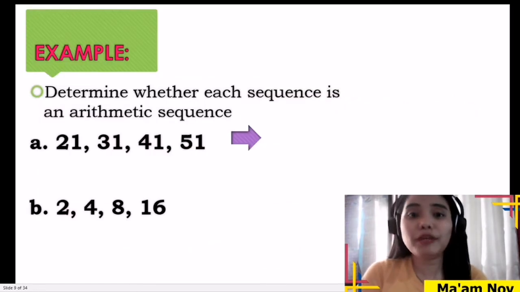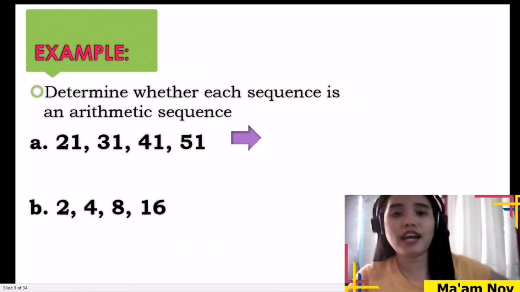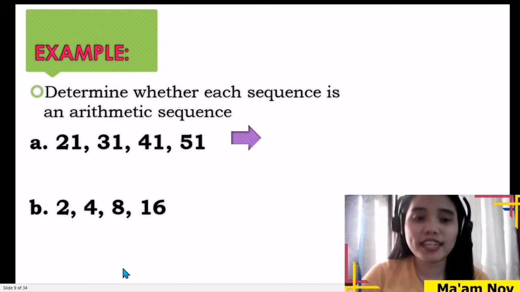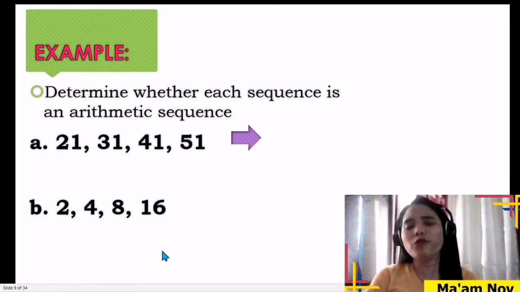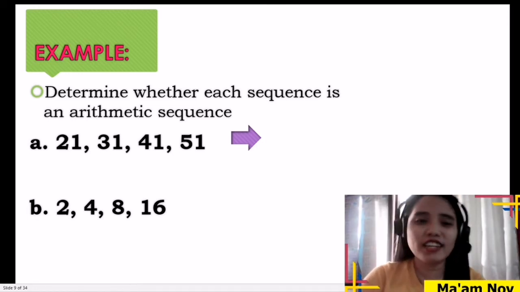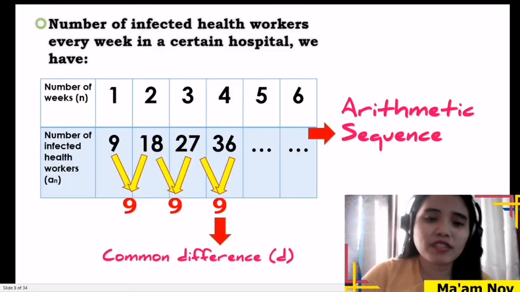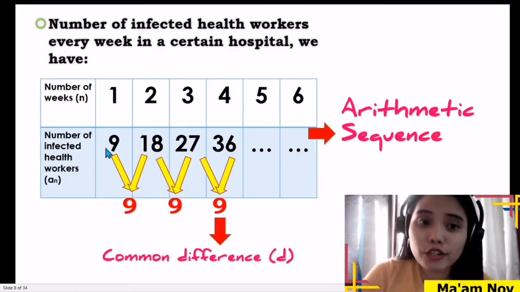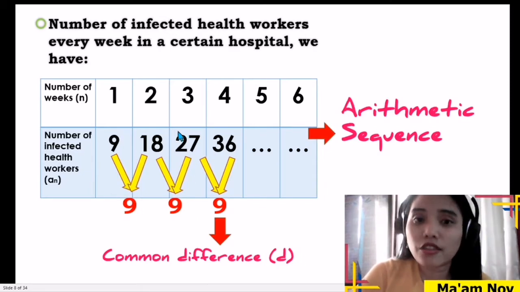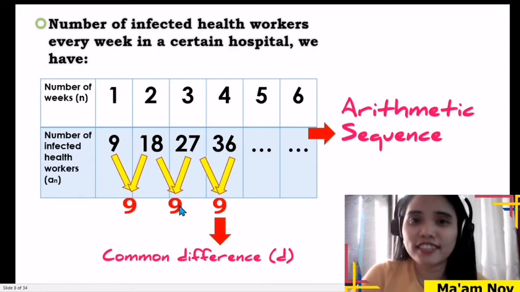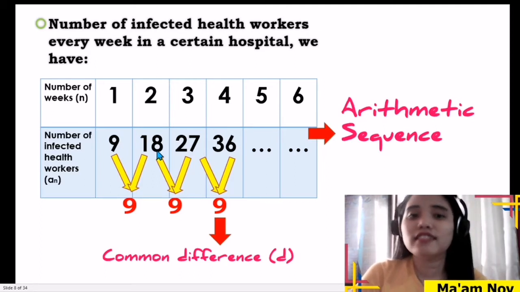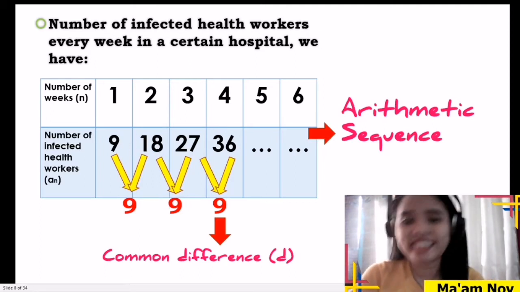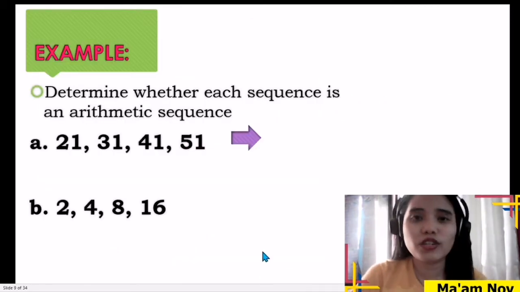Now, let us determine whether each sequence is an arithmetic sequence. So, try natin dito. Ano kaya ang common difference? By the way, paano ba kunin ang common difference? Okay, so, subtract lang natin. Second term minus first term is 9. Third term minus second term is 9. Fourth term minus third term is 9. So, ganyan lang. Subtract lang natin from second term, subtract natin ng first term. So, 9.